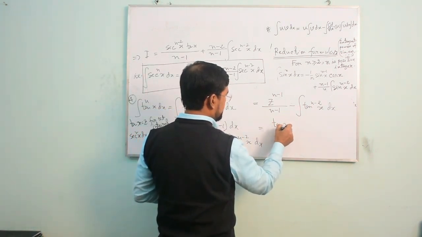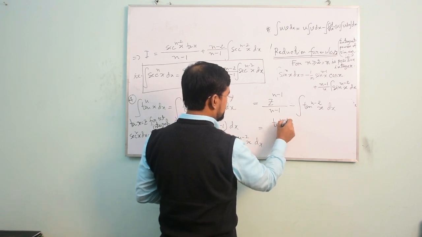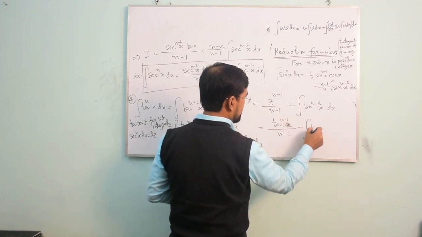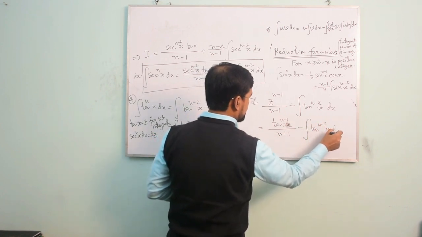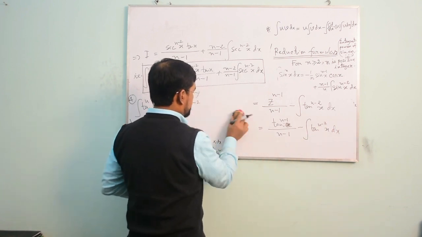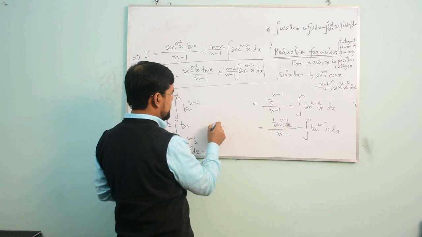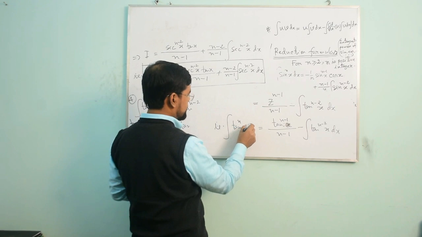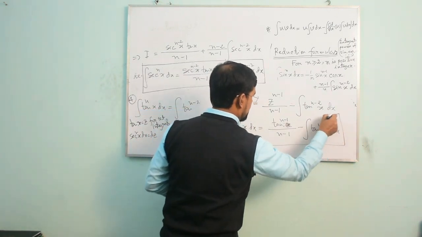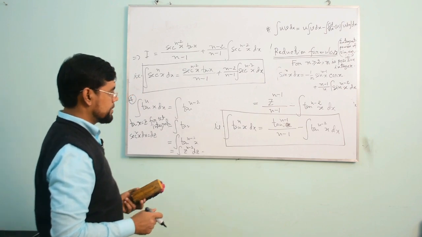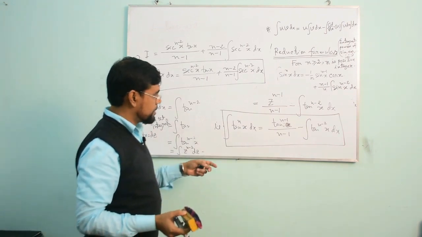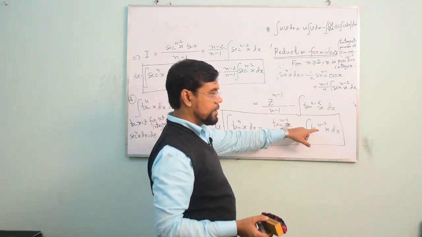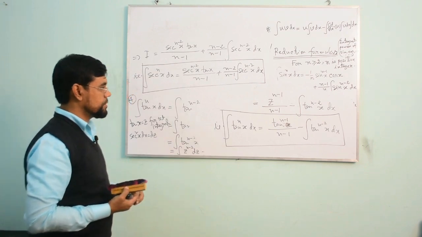So tan to the power n x equals tan to the power n minus 1 x divided by n minus 1, minus the integration of tan to the power n minus 2 x dx. So this is your reduction formula for tan^n x.